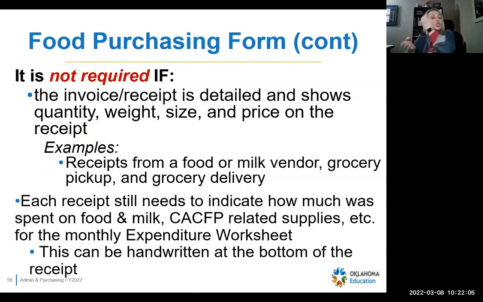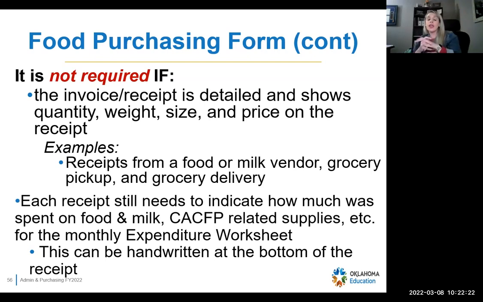It's very detailed. Another example is if you do grocery pickup or grocery delivery, and Amazon, I'm assuming, would be the same way. Just print out that form, because I'm sure on there it would say that you bought 50 jars of 3-ounce green bean Gerber baby food. If it's that detailed, that's an itemized receipt. You just print that out.